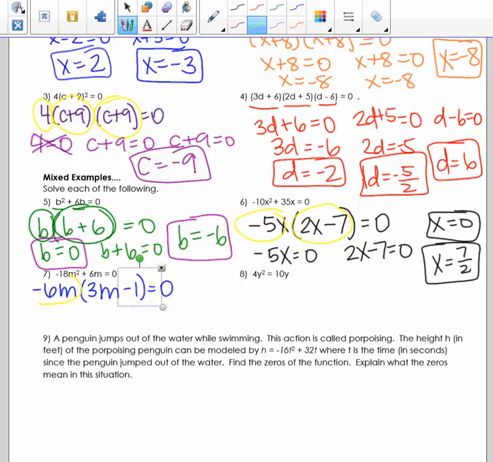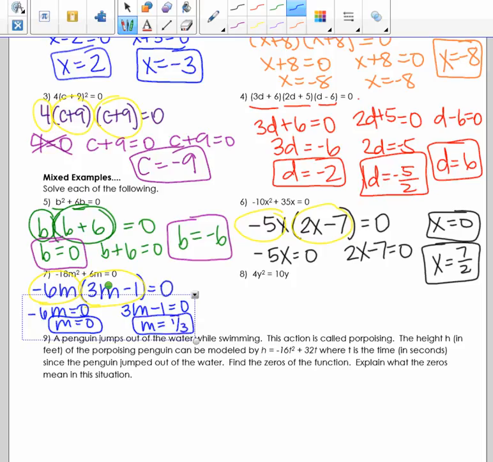Again, we have two factors going on. We have negative 6m and we have 3m minus 1. So negative 6m equals 0. So one of our answers when we divide by negative 6 is 0. And 3m minus 1 equals 0. So that when we solve, we get 1/3.